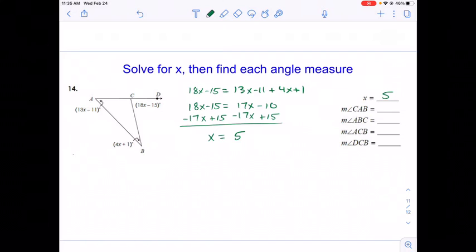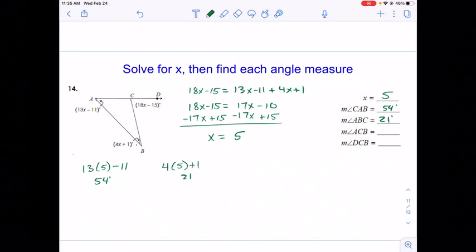Now, we'll go back through here and plug it back in. So we're looking for angle CAB. So CAB is going to be 13x minus 11, plug in our 5, 65 minus 11, and that's going to give us 54. So 54 goes there. The next one we're going to do is going to be angle ABC. So A to B to C, that's going to be 4x plus 1, so 4 times 5 plus 1, which gives me 20 plus 1, which is going to give me 21.